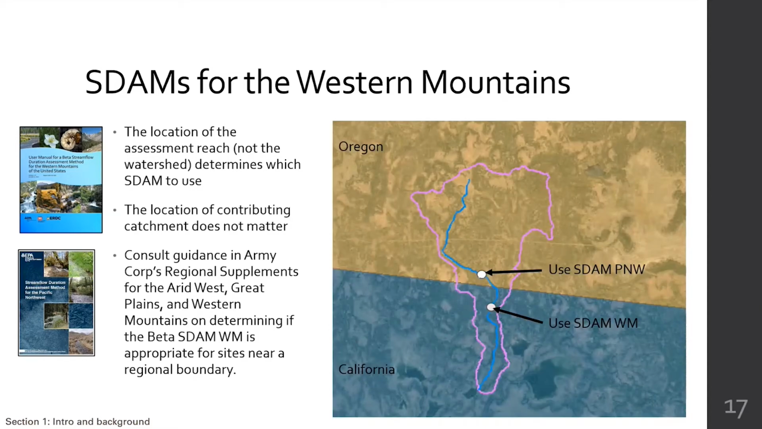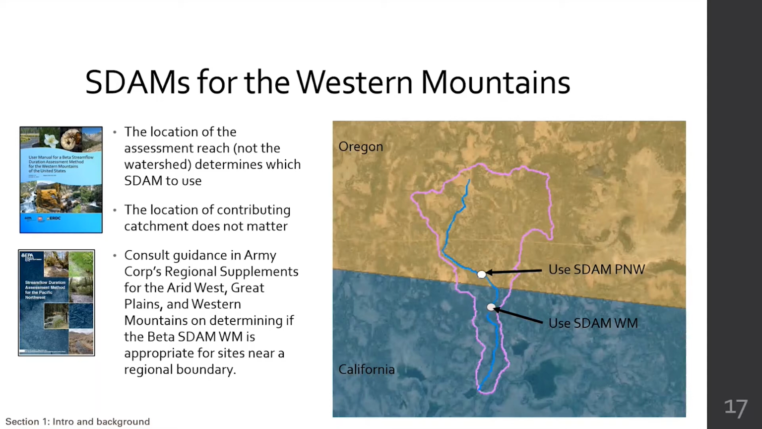The location of the reach is what you use to determine which SDAM you want to use. It doesn't really matter how much of the contributing catchment or where that's located is. It's really where that reach is located. So if you have a stream here that crosses from Oregon into California, you might use the Pacific Northwest method for the upstream reach and the Western Mountains method for the downstream reach, even if they're close together.